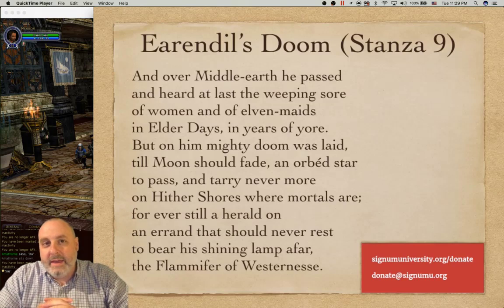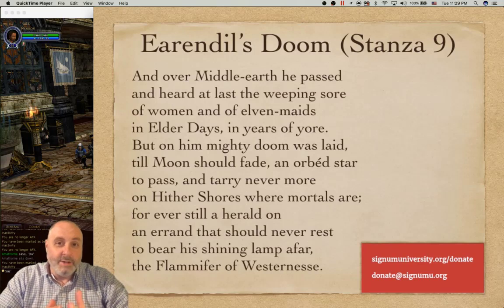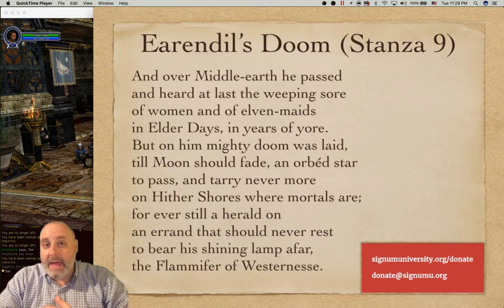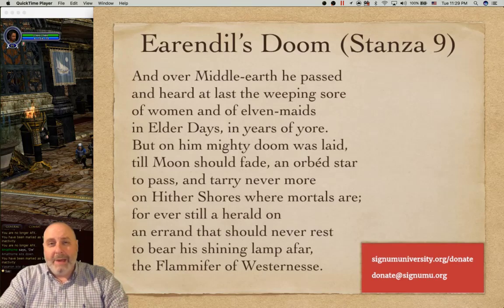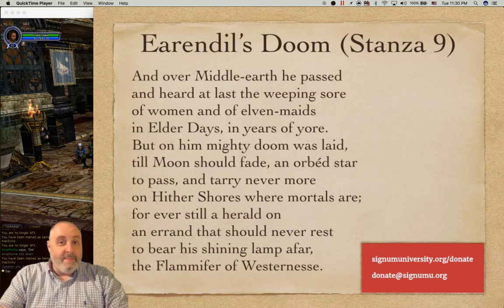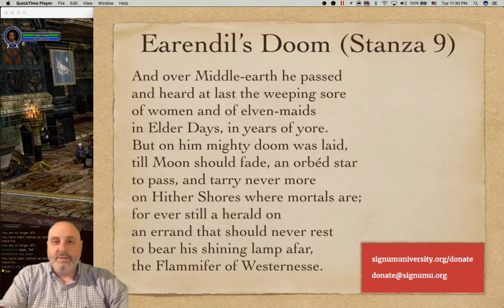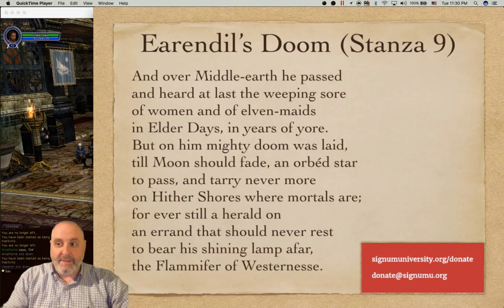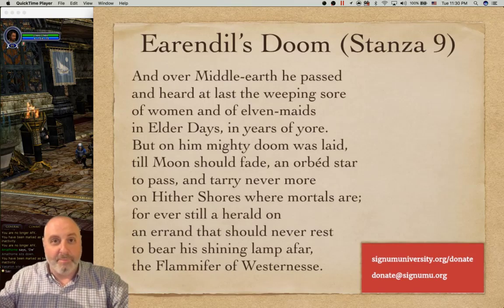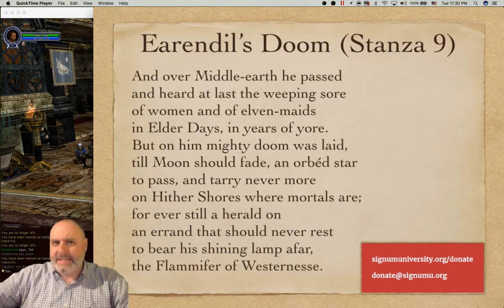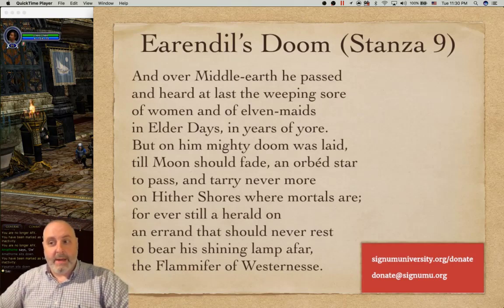And he's an undying doom, a mighty doom is laid upon him, right? And look, it's a mighty doom, and that word also is ambiguous, right? The primary sense in this stanza would seem to be mighty in the sense of, like, the doom is powerful, right? He can't fight the doom. He can't change the doom because it's a very mighty doom that is laid on him, right? Which is going to last until the moon fades, right?